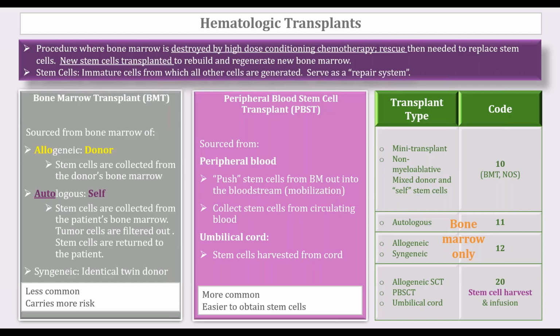Codes 11 and 12 are only used when stem cells are collected from the bone marrow. So we have those codes there. Otherwise, we use code 20 for our peripheral blood stem cell transplants. And there, it doesn't matter whether the stem cells came from a donor or the patient, we're still using code 20.